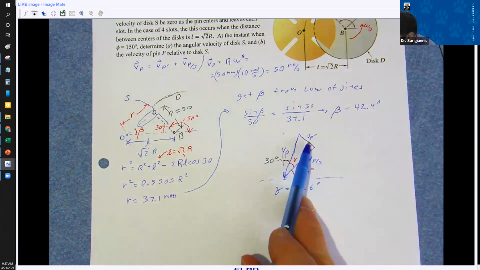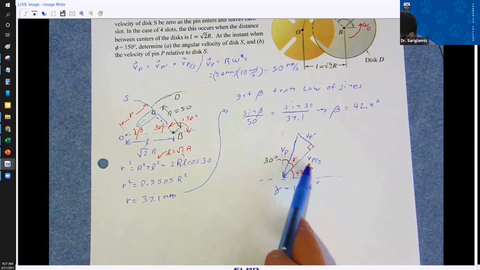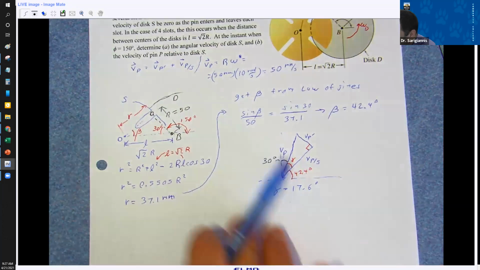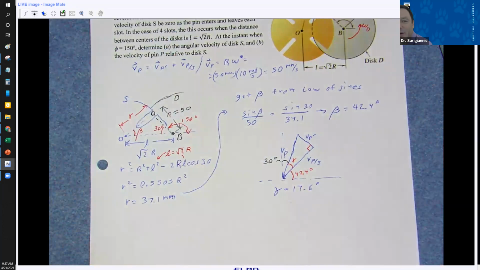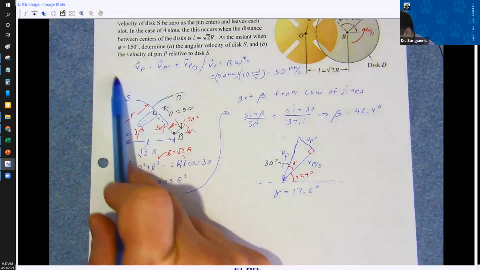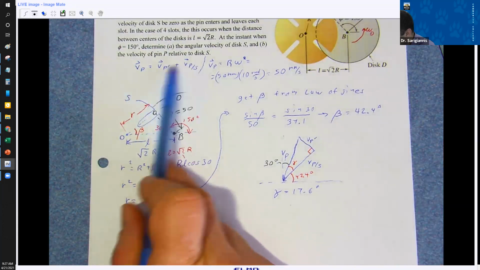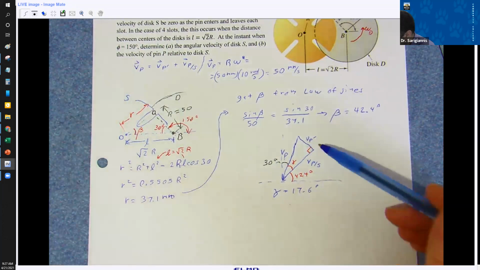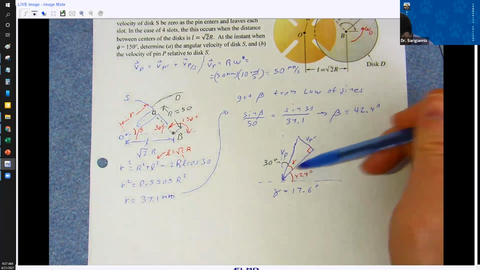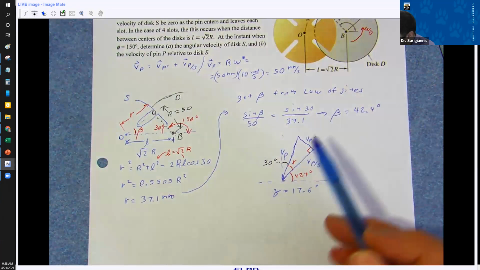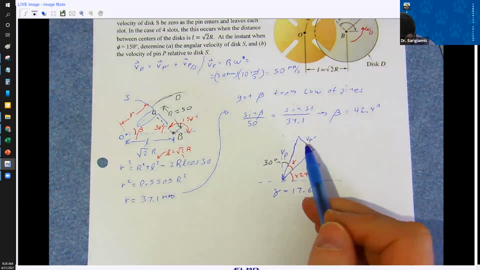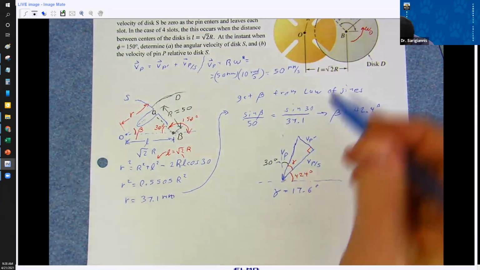So VP prime is at 90 degrees of V of P with respect to S, right? This is just the vector form of this equation. The weird part about this is we know VP, but we don't know these others. VP is the hypotenuse of this vector triangle, and it's the sum of VP prime plus VP with respect to S. We don't know all that information, so we have to draw out a vector triangle. So VP, oh, it's pointed this way.